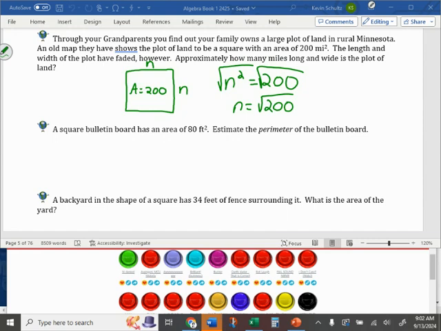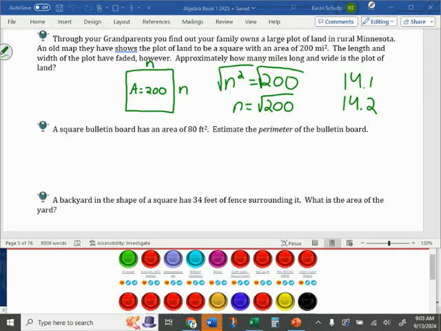You now know how to approximate this. What number times itself is going to give us approximately 200? What do you think? 14 point, like 1 or 2. 14.1, 14.2, something like that. Okay? So this is where you might actually apply something like this in the real world.